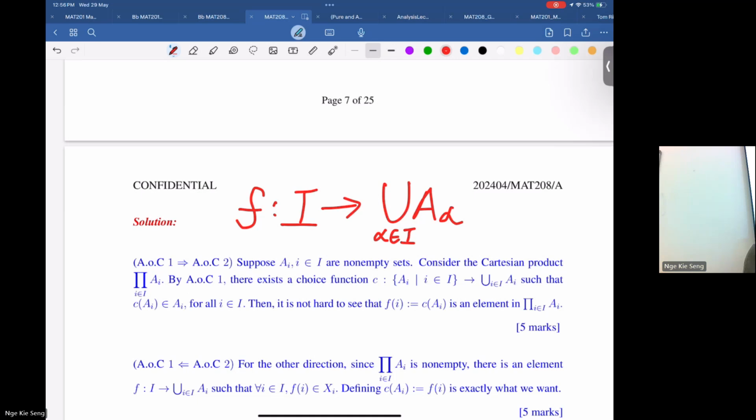If I give you an index i, what's the element I have to give you? Something inside A_i. But how to choose something inside A_i? Just use the choice function, because the choice function says that if you give me a collection of non-empty sets, I can pick one element for you. Let the choice function pick for you. So I write here F_i equals c(A_i).